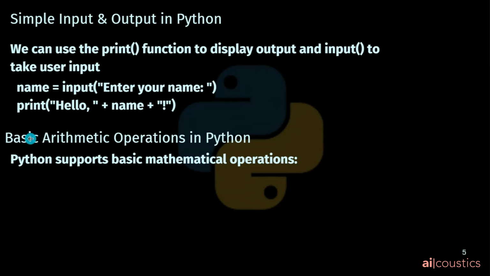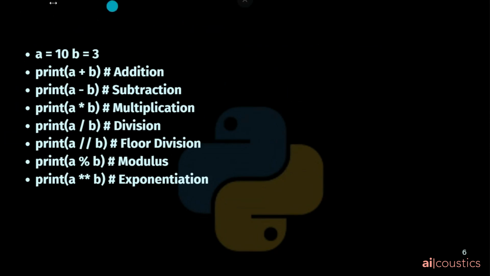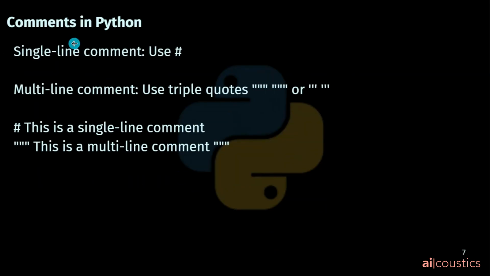Then let's understand the basic arithmetic operations in Python. Python supports basic mathematical operations like addition and subtraction. The plus is for addition, minus for subtraction. The asterisk we use for multiplication, and the slash for division. Double slash is for floor division, and the percentage sign for modulus. And the double asterisk for exponential.